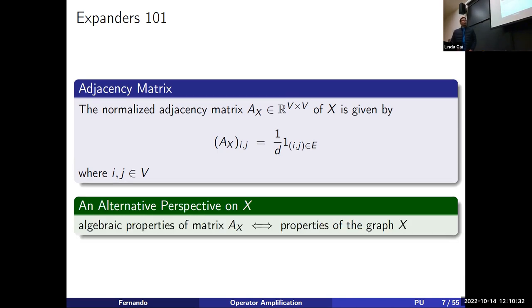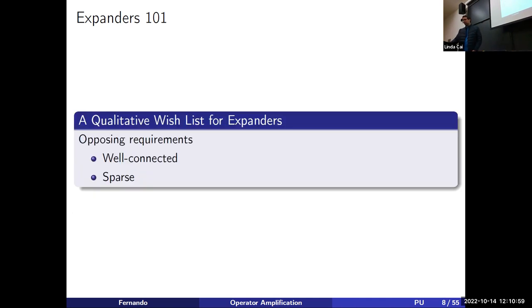And why do people like to go to this other representation? Because now you have this matrix, you can study algebraic properties of this matrix to deduce properties of X, and vice versa. Properties of the graph will imply algebraic properties of A_X. And linear algebra is something that we understand reasonably well, and you can use a lot of linear algebraic tools here to study the graph X. So that's a big motivation.